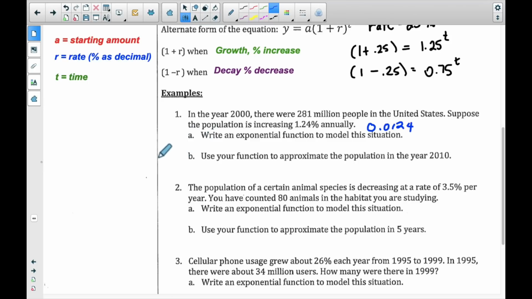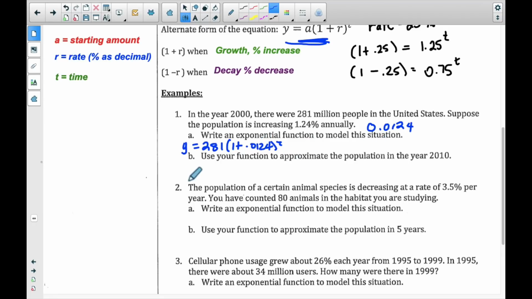So if we set up our y equals A times 1 plus r to the t, so I'm using this equation, then we're going to have y equals, A is the starting amount, 281 million. Now, I'm not going to write all my zeros. I'm just going to remember that that is million. And so we'll deal with that in just a minute. And then we're going to have 1 plus 0.0124 to the t power. So that is our equation. So that's write an exponential function.